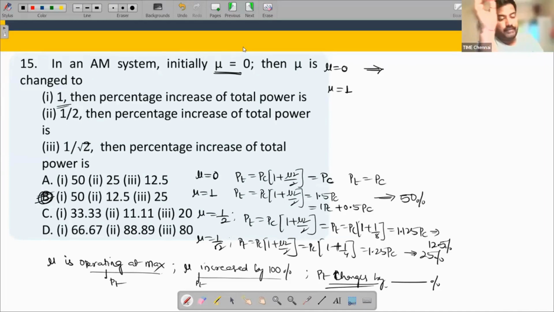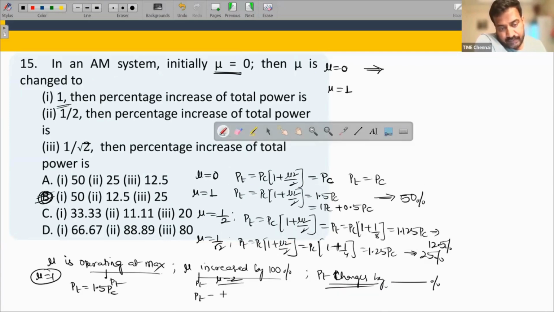Yeah, absolutely correct. When mu is operating at maximum, mu is 1, PT is 1.5 PC. If mu increases by 100%, that means mu became 2.